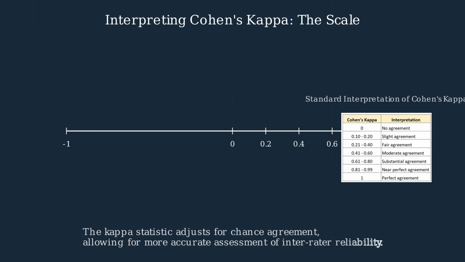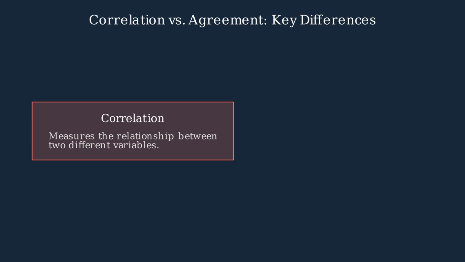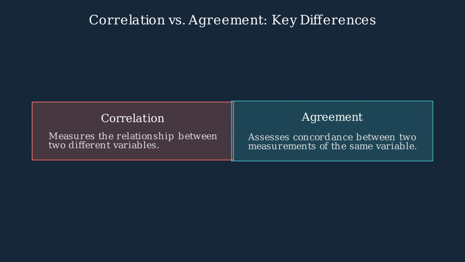Remember, Cohen's kappa adjusts for agreement that might occur by chance, providing a more accurate measure of inter-rater reliability than simple percent agreement. Understanding the difference between correlation and agreement is crucial when analyzing measurements. Correlation measures the relationship between two different variables, while agreement assesses the concordance between two measurements of the same variable.